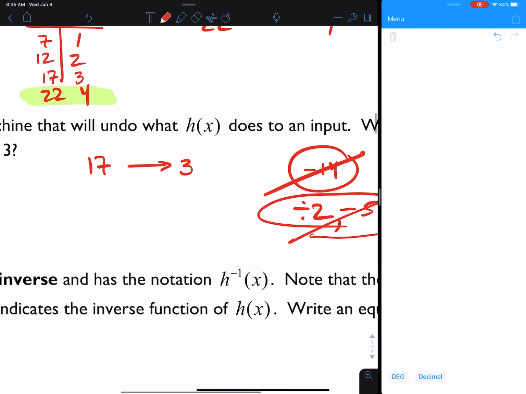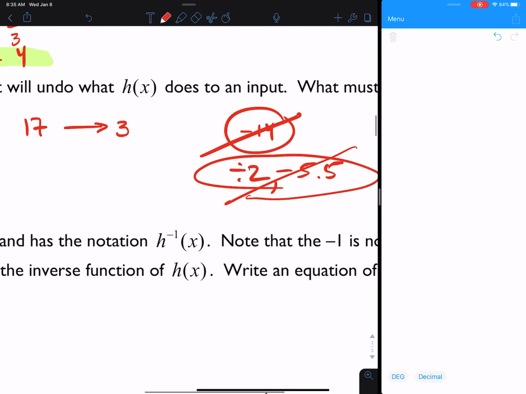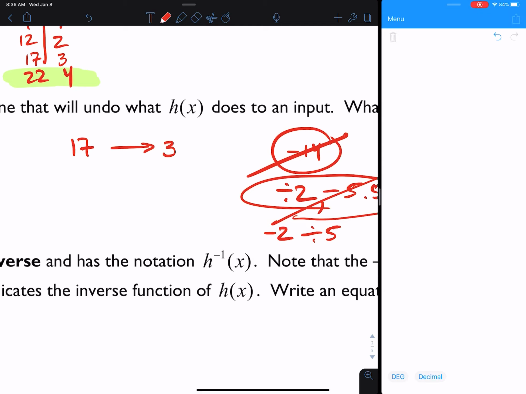This time I'm going to, let's see, what happens if I subtract 2. Okay, so I'm going to take away 2. And then 17 take away 2 is 15. I need it to return 3, so okay, what if I divide this by 5? That returns a 3. So let's see if it works for 22. If I have 22 and take away 2, that gives me 20. If I divide that by 5, that returns a value of 4. Oh, that works there, and it worked there.